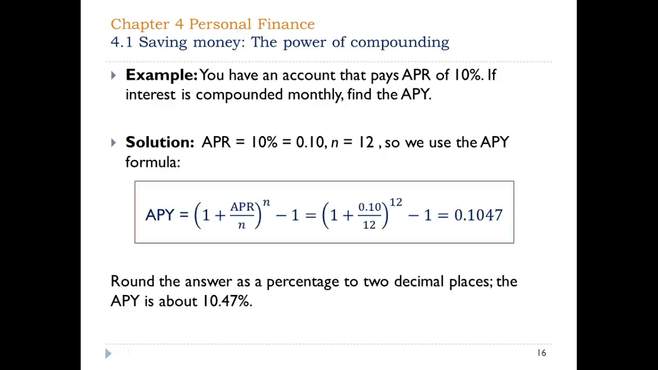Example, you have an account that pays APR of 10%. If interest is compounded monthly, find the APY. Solution, APR is 10% or 1/10. N is 12, so we use the APY formula. APY is equal to 1 plus APR over n, to the power of n, minus 1, equals 1 plus 1/10 divided by 12, to the power of 12, minus 1, equals 1,047 ten-thousandths. Round the answer as a percentage to 2 decimal places. The APY is about 10.47%.